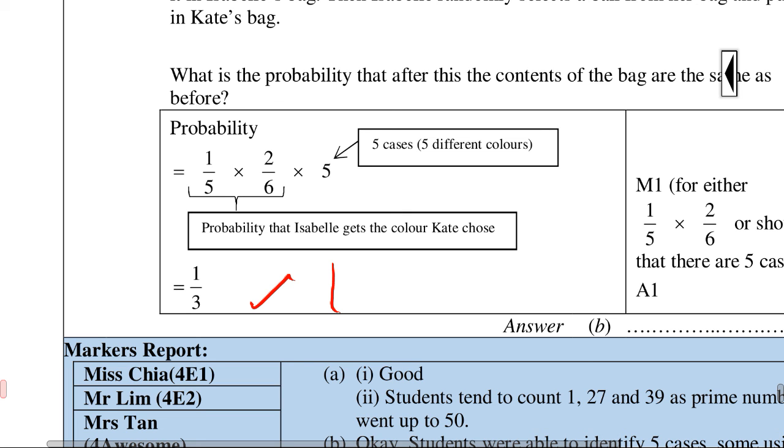Example, if I pick red, I throw inside her bag. Her bag got 2 red. That's why 2 over 6. How many cases do I have? I have 5 cases because I can pick any color. I can pick 5 different colors. So I have 5.